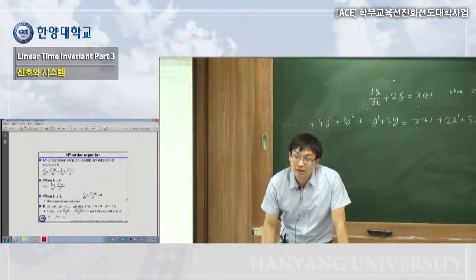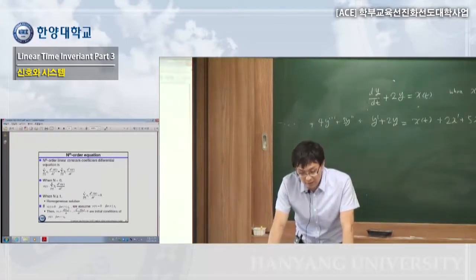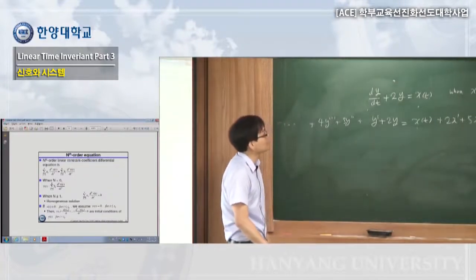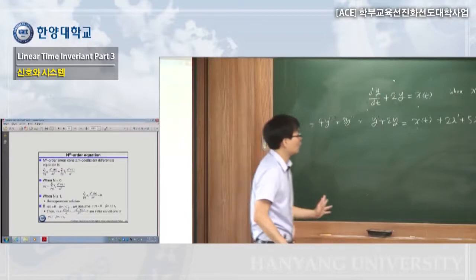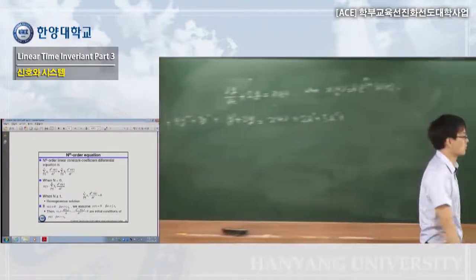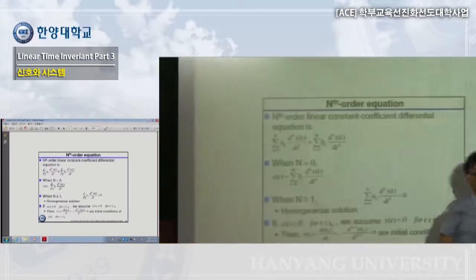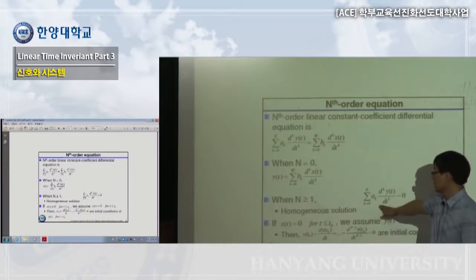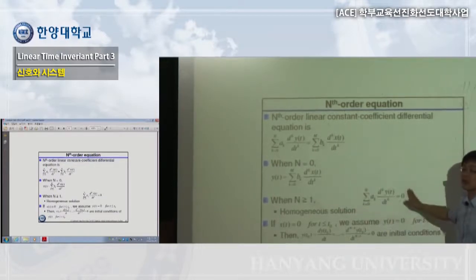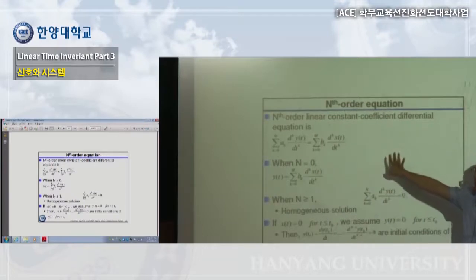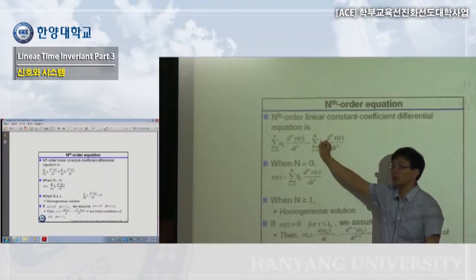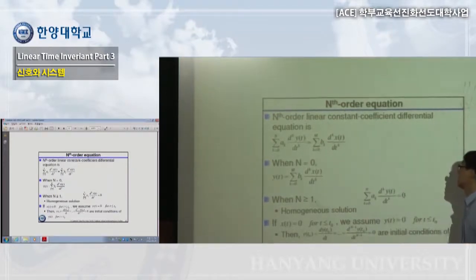How do you find it? Similarly, we do the same thing. How do we do it? First, we find the homogeneous equation. Make the right term, which consists of x, equal to 0, and find the homogeneous equation. And second, we need a particular solution.